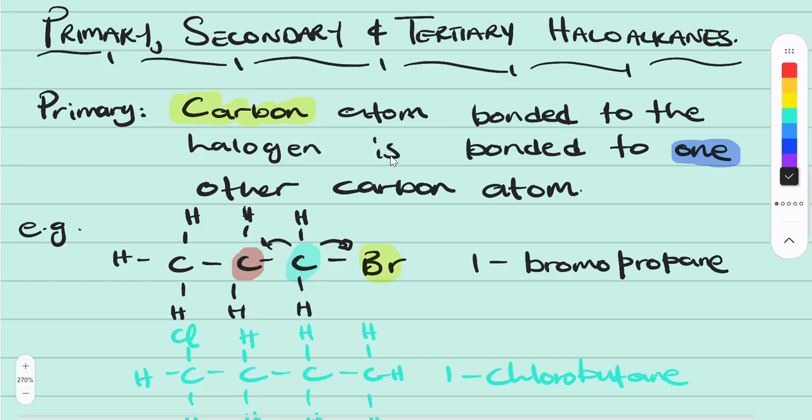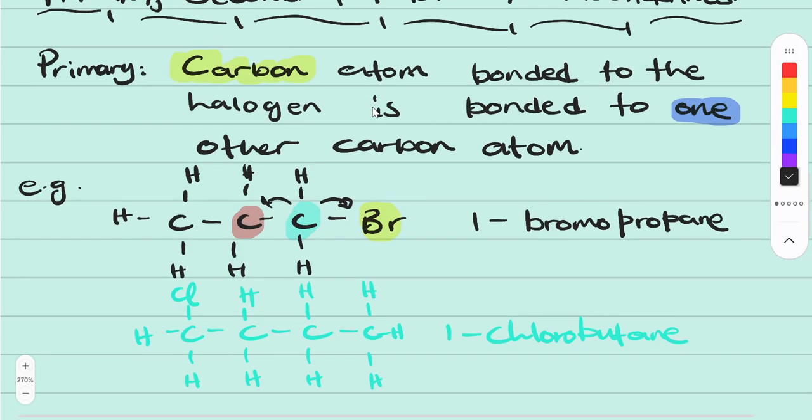So let's have another example. Another example is this one, where you have 1-chlorobutane over here. With your 1-chlorobutane, you have your chlorine on carbon number one, and that carbon number one that is bonded to the chlorine, how many carbon atoms is it bonded to? Yes, you guessed it, it is bonded to one other carbon atom. So that is what's happening when it comes to your primary haloalkanes. It is when the carbon atom bonded to the halogen is bonded to one other carbon atom.